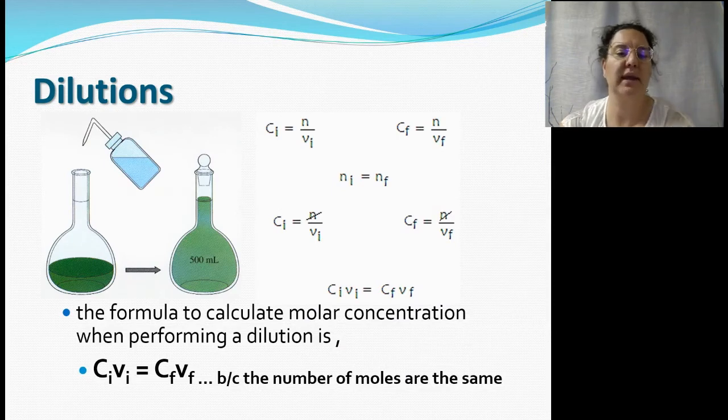So the formula to calculate molar concentration when performing a dilution is CIVI, or initial concentration times initial volume, is equal to CFVF, or final concentration multiplied by final volume. Because the moles are going to be the same, we do not have to put them on either side. Now you can use I's and F's for initial and final, or you can use 1's and 2's for before and after. They're just subscripts identifying which side of the equation we are on.